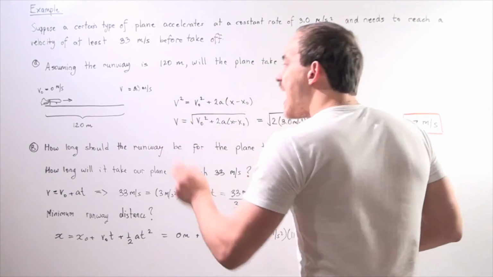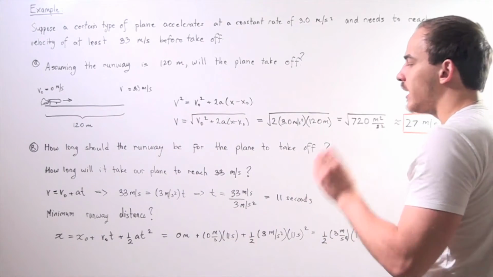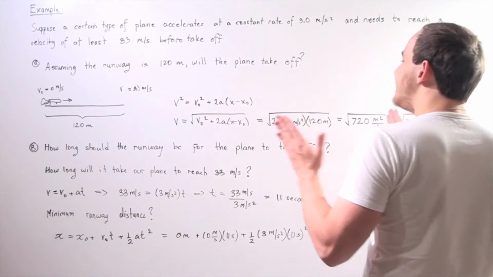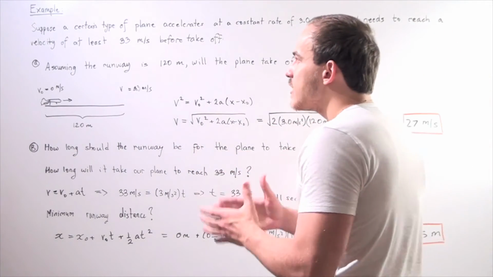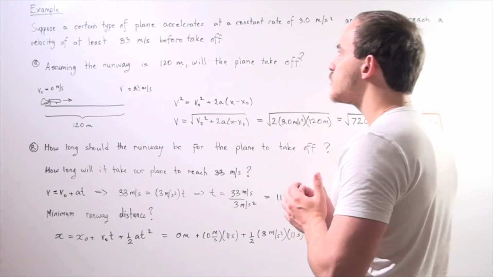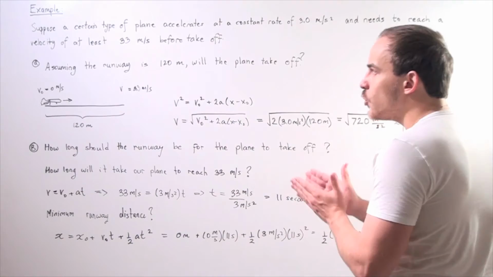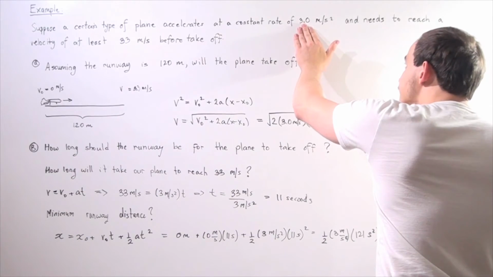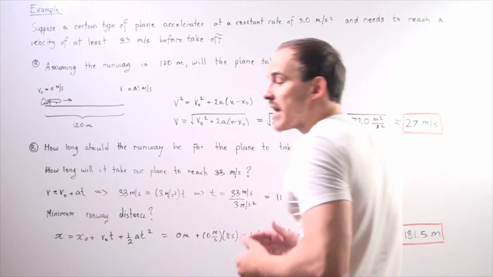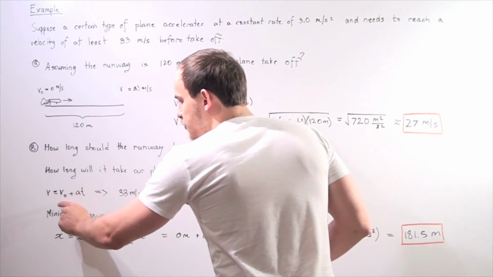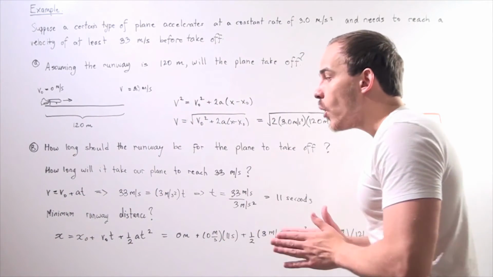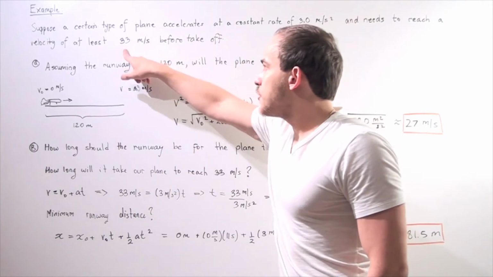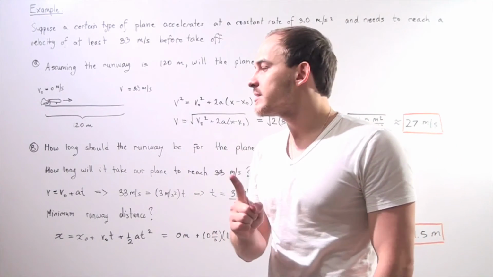Now, in part B, how long should the runway be for the plane to actually take off? Before we find the actual distance our airplane needs to travel, we need to calculate the amount of time the airplane requires to go from 0 meters per second to a speed of 33 meters per second. Now we know what our acceleration is, so let's use the following formula. Our v final is equal to v initial plus a times t. So we know what our v initial is, it's 0. We know what we want our v final to be, 33 meters per second, and we know our constant acceleration.